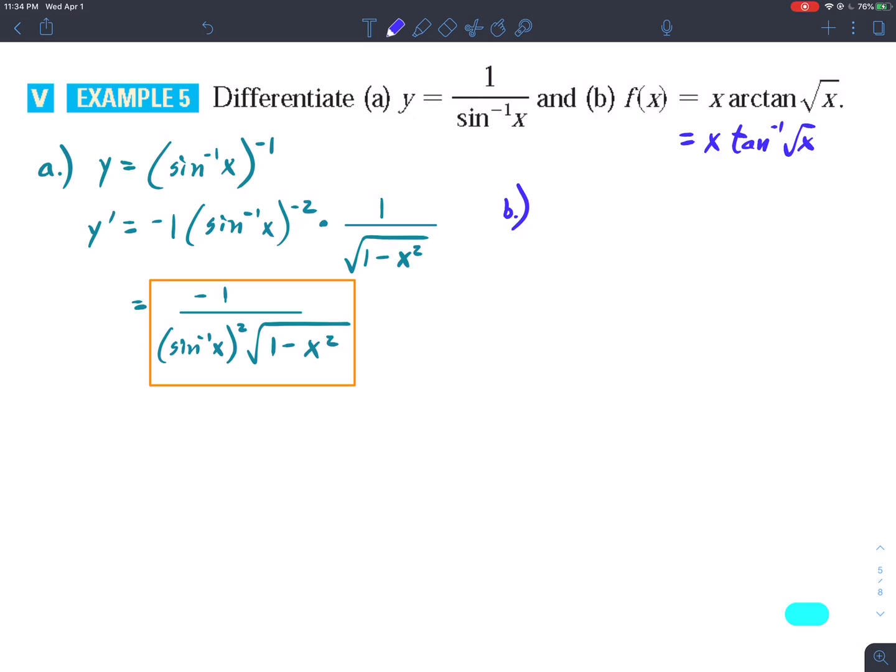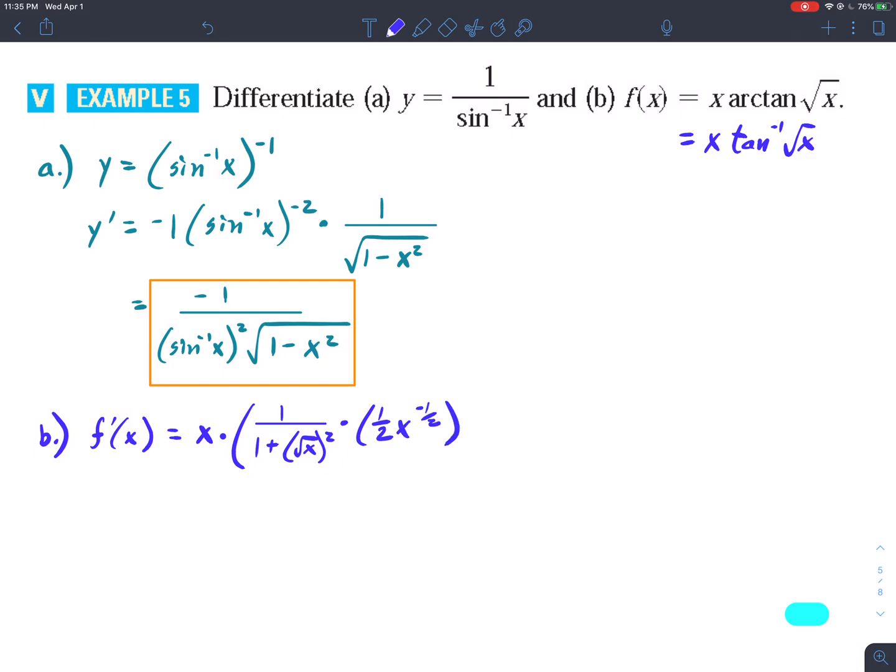B. So in B, you know what, I am going to write this underneath over here. I think I might need more space. So here we go. In B, f prime is the first function, x, times the derivative of the second, well, the derivative of inverse tan. Notice again, this is square root x. Inverse tan is 1 over 1 plus square root x squared, times the derivative of that square root of x, which is 1/2 x to the negative 1/2. So trying to make it difficult on us. In fact, I'll change those bigger parentheses to brackets here.